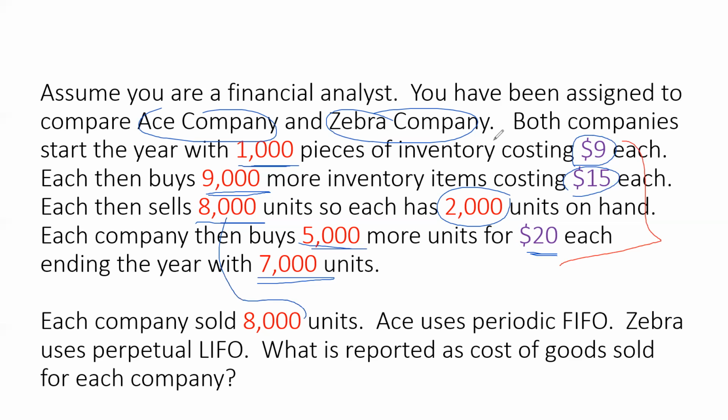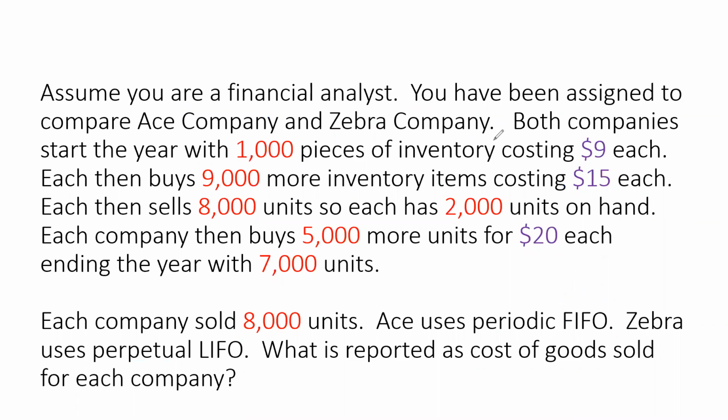Each company sold the same amount, 8,000 units. The difference here is that Ace uses a periodic system to keep up with the inventory and FIFO as its cost flow assumption. Zebra uses perpetual to keep up with its inventory, and LIFO is its cost flow assumption. So all I want you to do for both of these companies is to tell me what's reported as cost of goods sold. So let's see if we can do that. Like we're going to erase our board in class, we'll erase all of this so we can move on, in this case, to our next information.